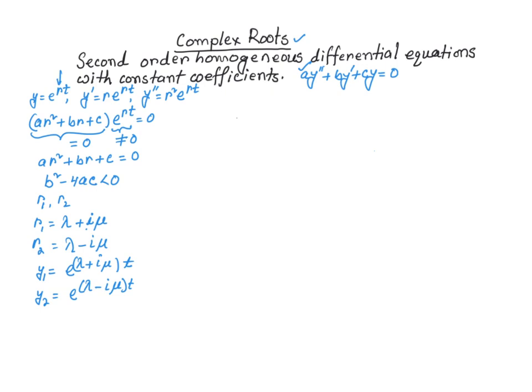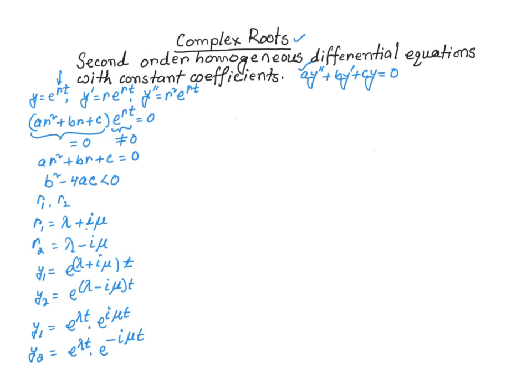Now I could simplify it slightly and see what happens. My y1 becomes e to the power lambda t times e to the power i mu t. And my y2 is going to be e to the power lambda t times e to the power negative i mu t. So these are two solutions.